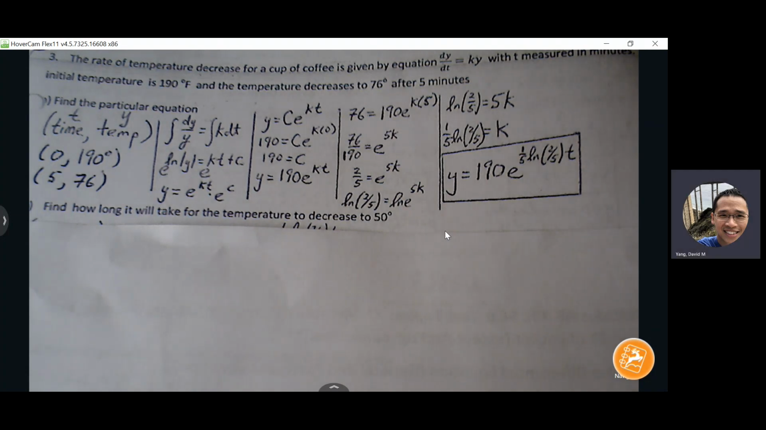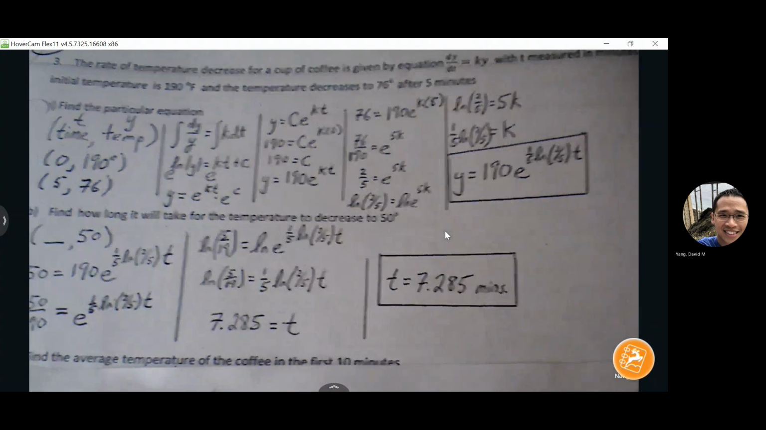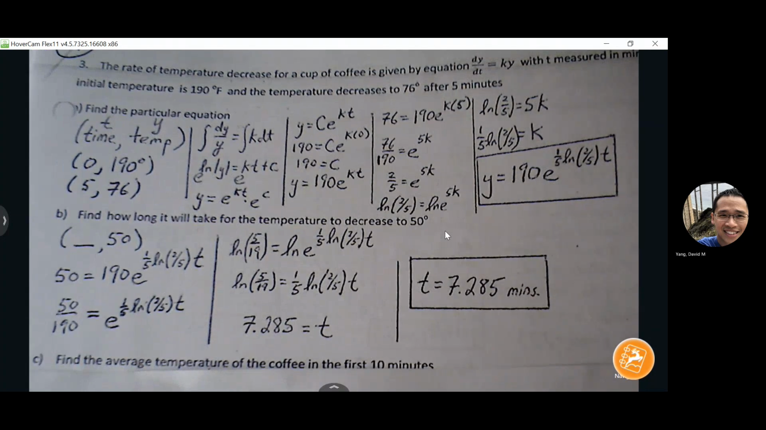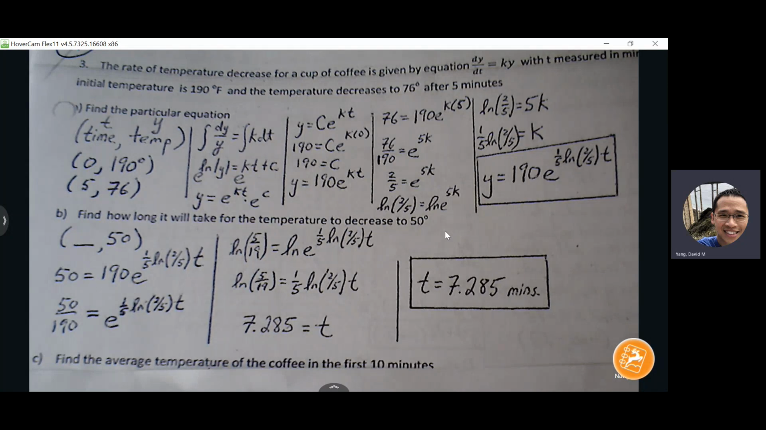Yes, you can. That's fine too. Okay, so now once you have your specific solution, then you can use it to find that third piece of the ordered pair, right? 50 degrees, you want to find the time. So plug 50 in for y and then solve for t. Divide by 190, take the natural log of both sides. Then just make the calculator do all the work for you.